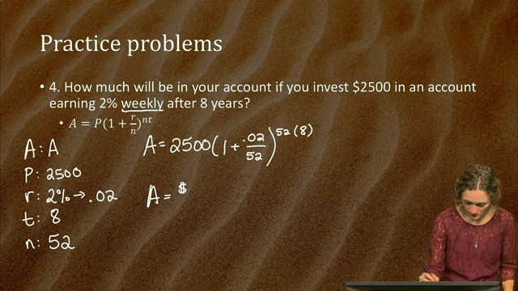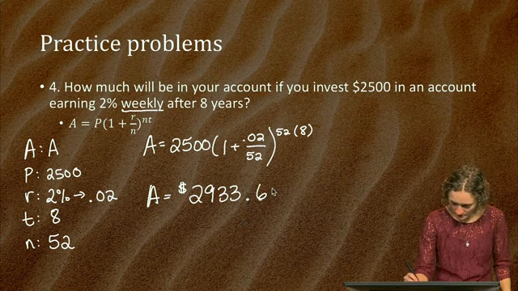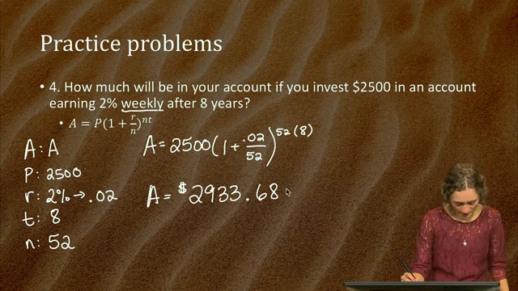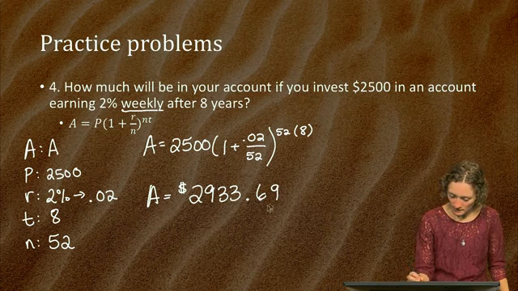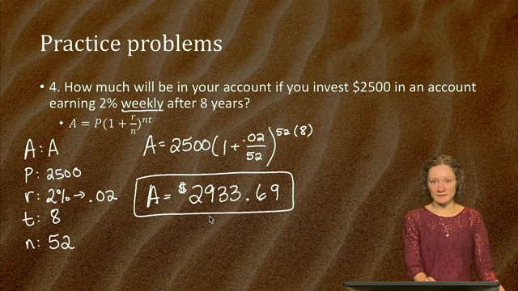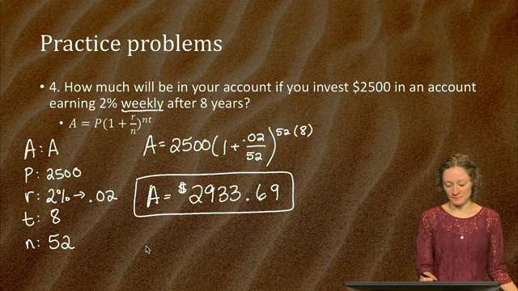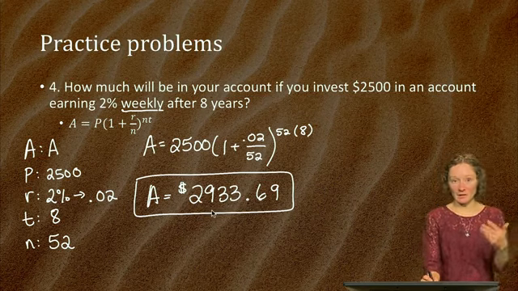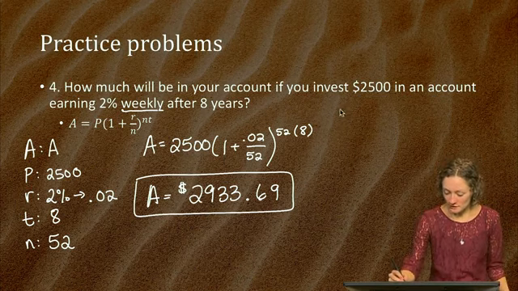We get 2933.69. Again, this number represents the amount of money that will be in the account after all that time. I wouldn't be surprised if you saw a question that asked how much interest was earned. So given this is the final amount in the account, well, the initial amount invested was $2,500. So you could figure that out.